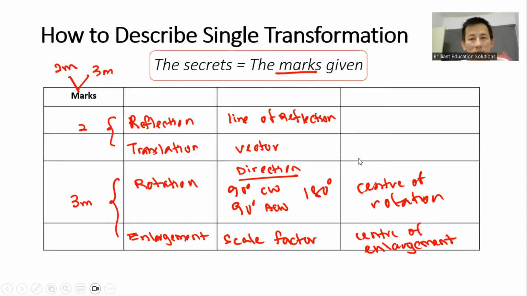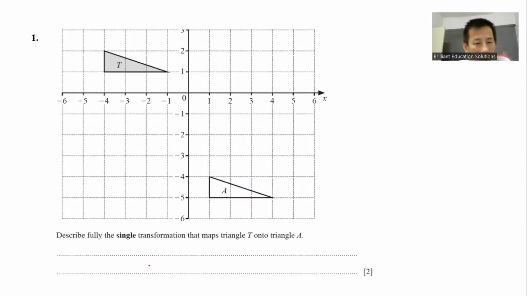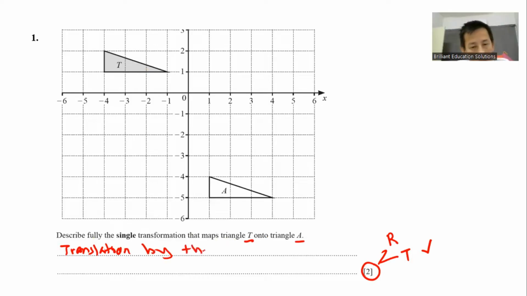Let's try some questions. Question number 1. Describe fully the single transformation that maps T to A. So T moves to A and it's 2 marks. Do take note, if you can recall, it is either reflection or translation. In this case, it will be translation. So you put translation by the vector.